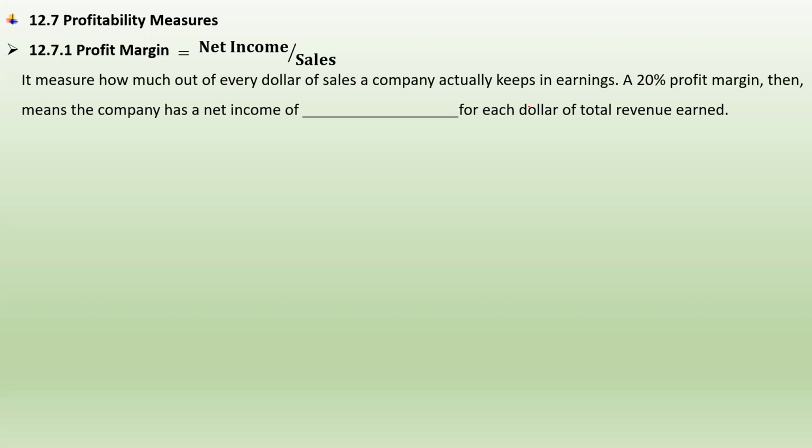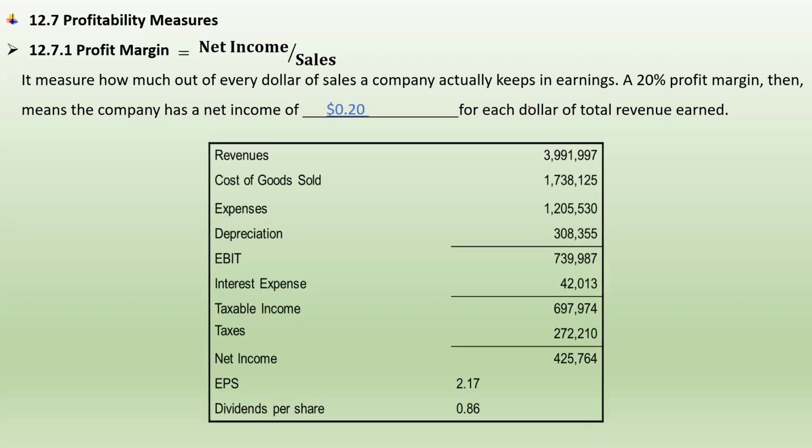It measures, for every dollar of sales, what the profit or net income is, as a percentage of sales. A 20% profit margin means the firm has a net income of $0.2 for each dollar of total revenue earned. The revenue is at the top of the income statement. The net income is at the bottom of the income statement.